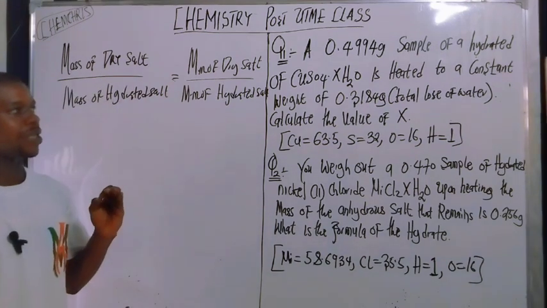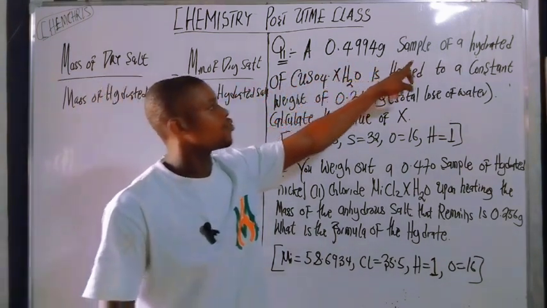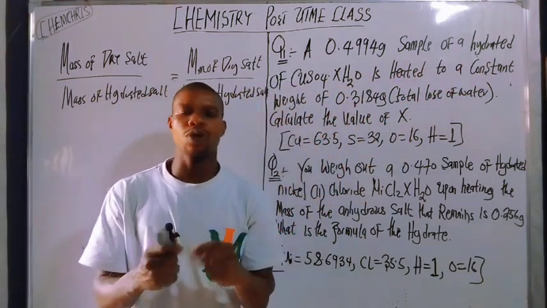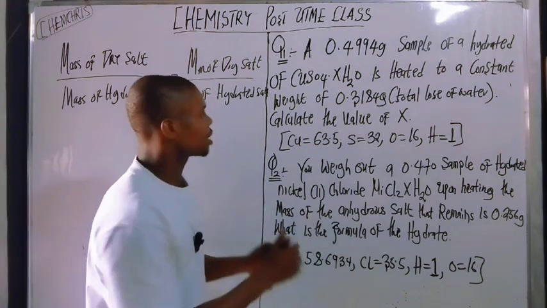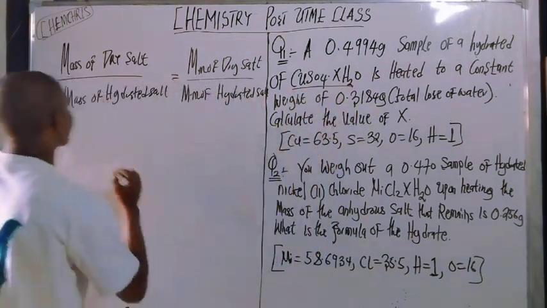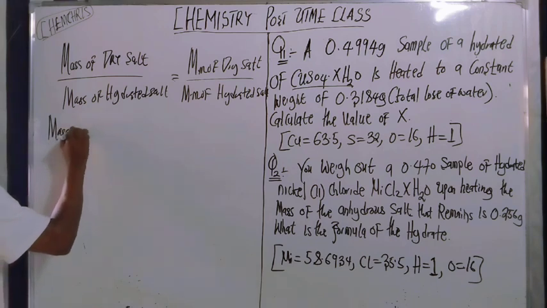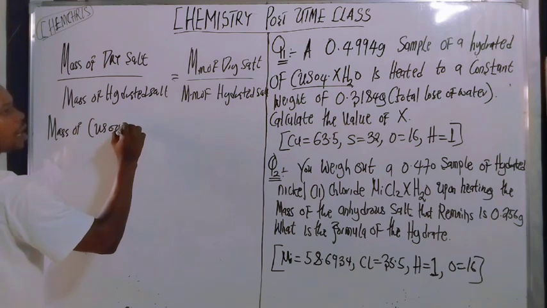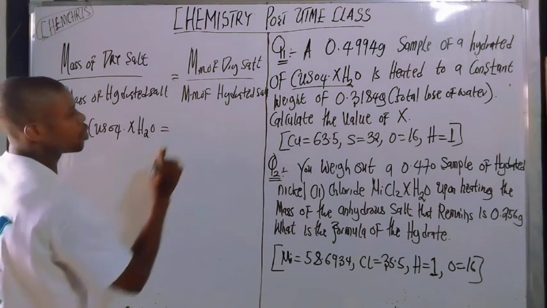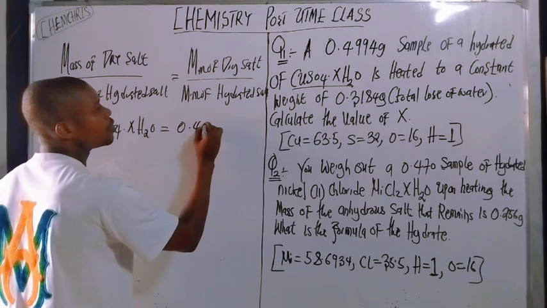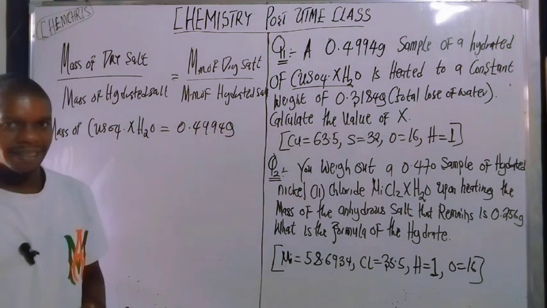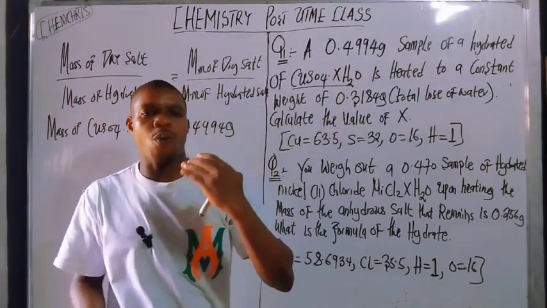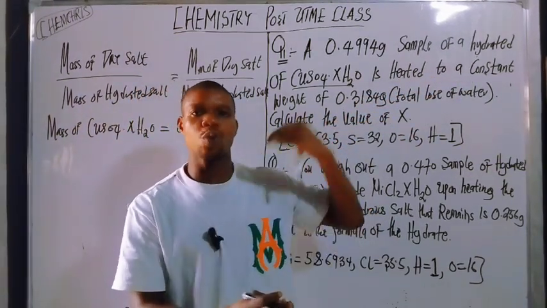So let's look at the question here. It says a 0.4994 gram sample of a hydrated salt. So this is the hydrated salt. Hydrated salt means what? Salt with water. So the mass of the hydrated salt, CuSO4.XH2O, is 0.4994 gram. Can you see that? That is it. Now, then it's heated. Remember, when a salt contains water and is heated, you are going to lose all the water of crystallization. Do you understand?